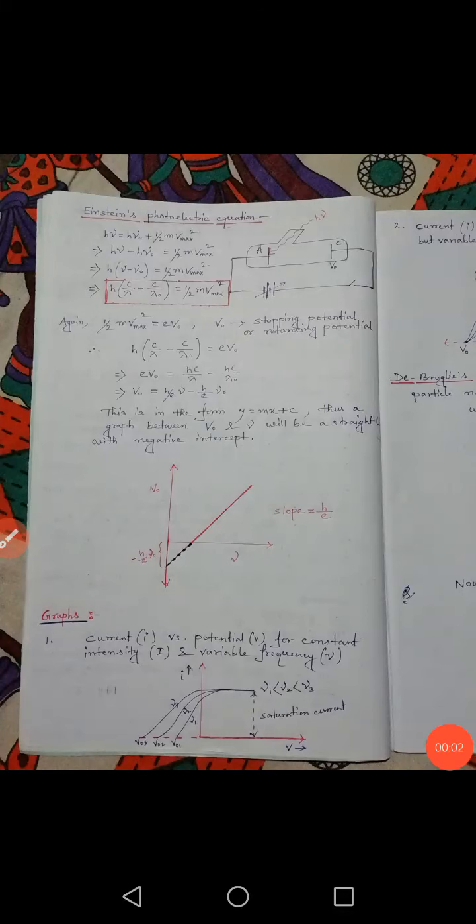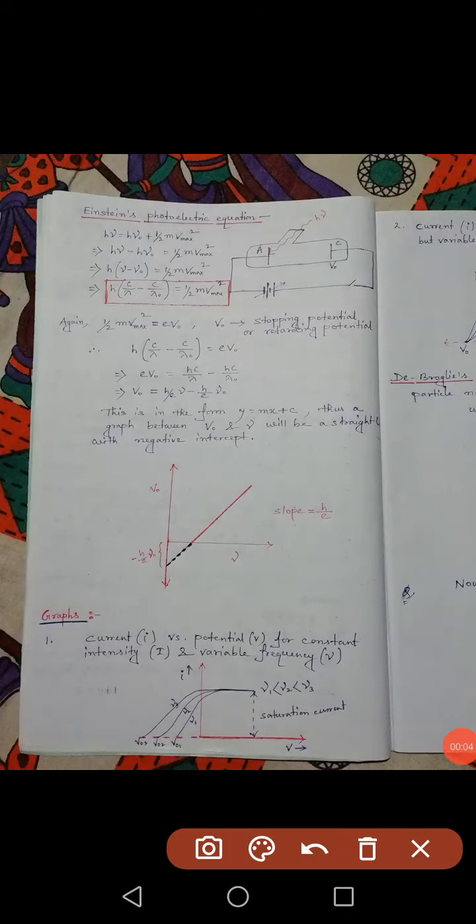In this video we are going to discuss two very important graphs from this chapter. The first one is current versus potential, but the condition is that the intensity will be constant and the frequency will be the variable. So current means which current?